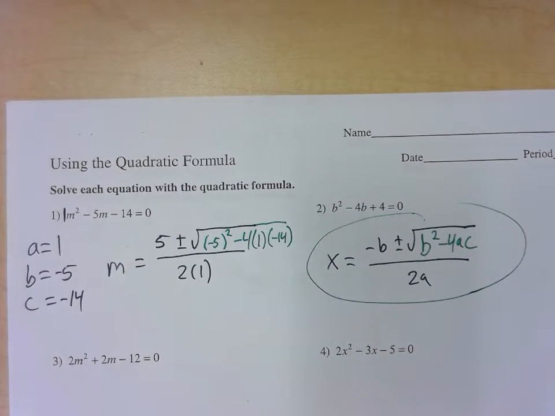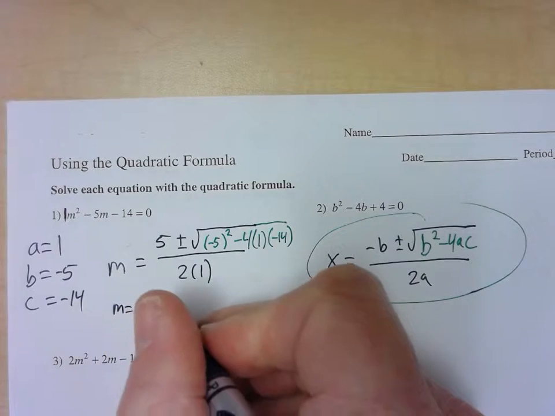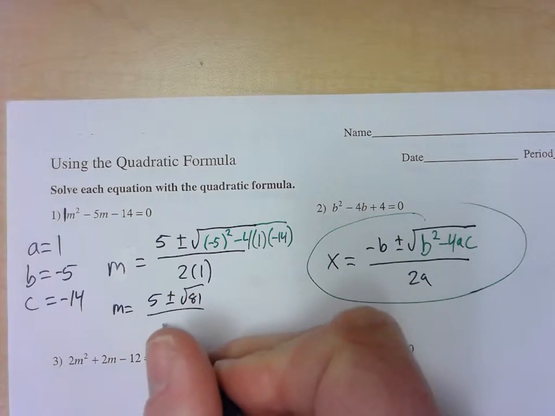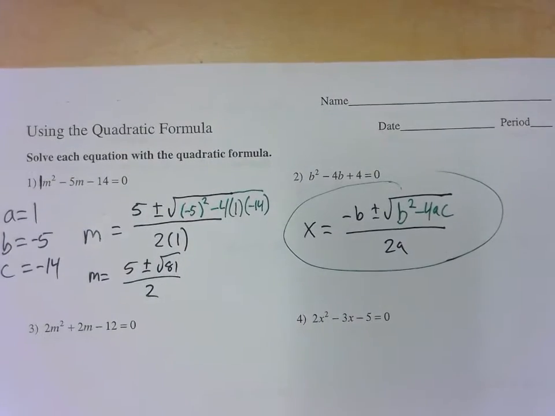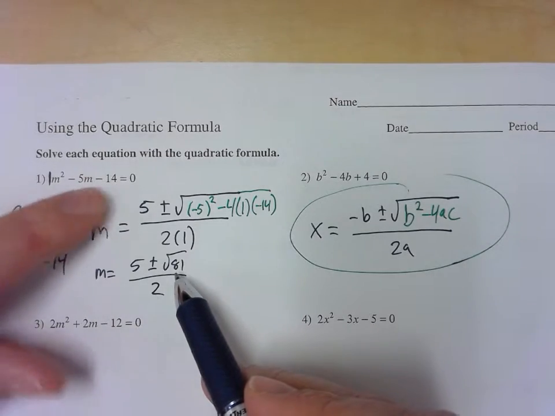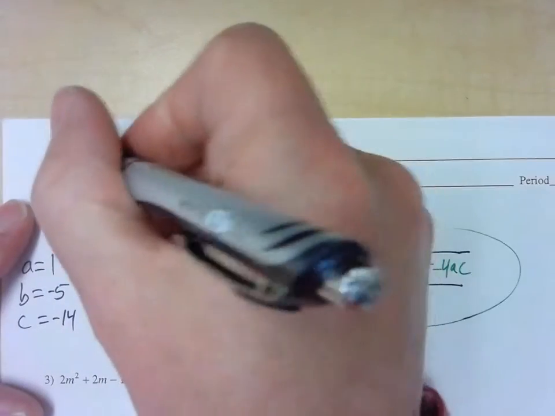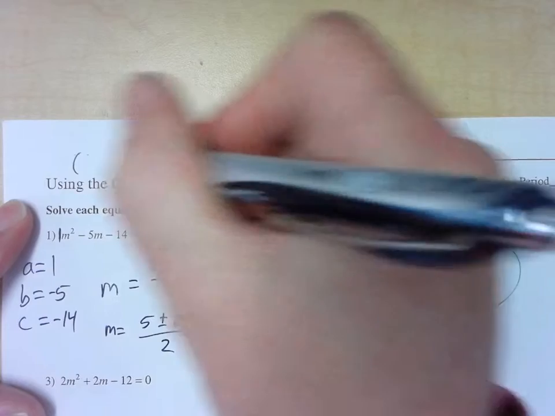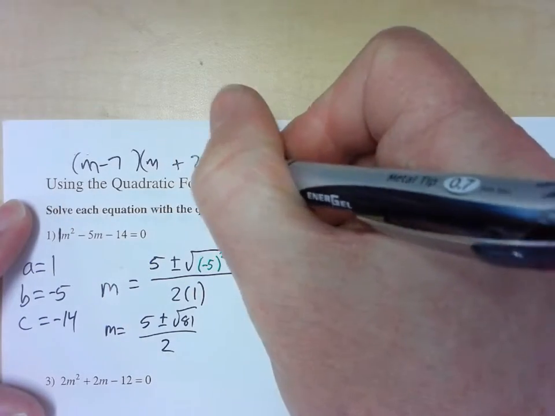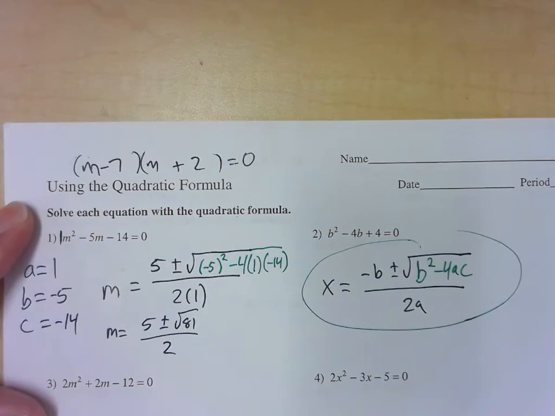We get 5. So m is equal to 5 plus or minus the square root of 81 over 2. Now, every time this comes out to be a perfect square, it means we could have factored this before. We didn't have to get a weird answer. We could have actually just factored this into m minus 7 and m plus 2. All right, that would have worked.